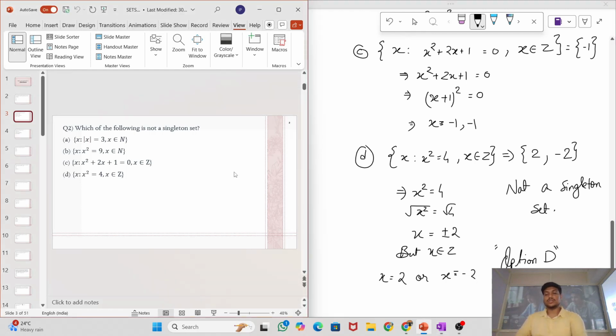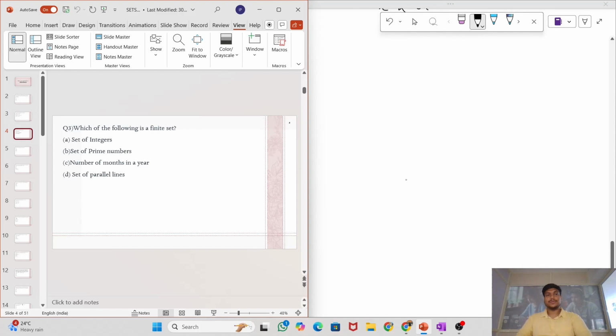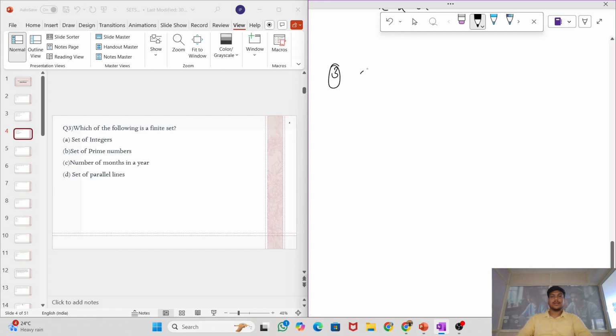Let's talk about the third question. Here they have asked which of the following is a finite set. What do we mean by finite set? Finite set means the number of elements is finite. Finite means countable. Option A is the set of integers, and we know how many integers there are? Infinite. Set of prime numbers, how many prime numbers are there? Infinite. So for option A and option B, both will have infinite elements.